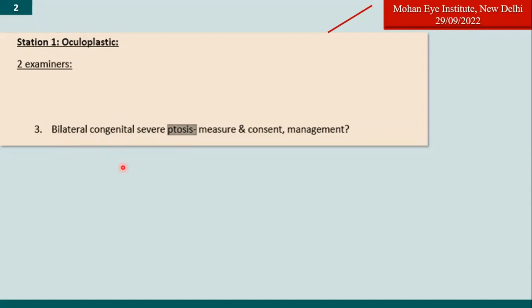So congenital, let's talk about congenital. Usually when you come across a case of ptosis in the oculoplastic station, the follow-up question will be about the etiology. What is the etiological classification of this case? In congenital, how do we diagnose the ptosis as congenital? We need history. Number one, there must be a history dating since birth or shortly after birth. This is the most important key answer in reaching the diagnosis of congenital ptosis, right?